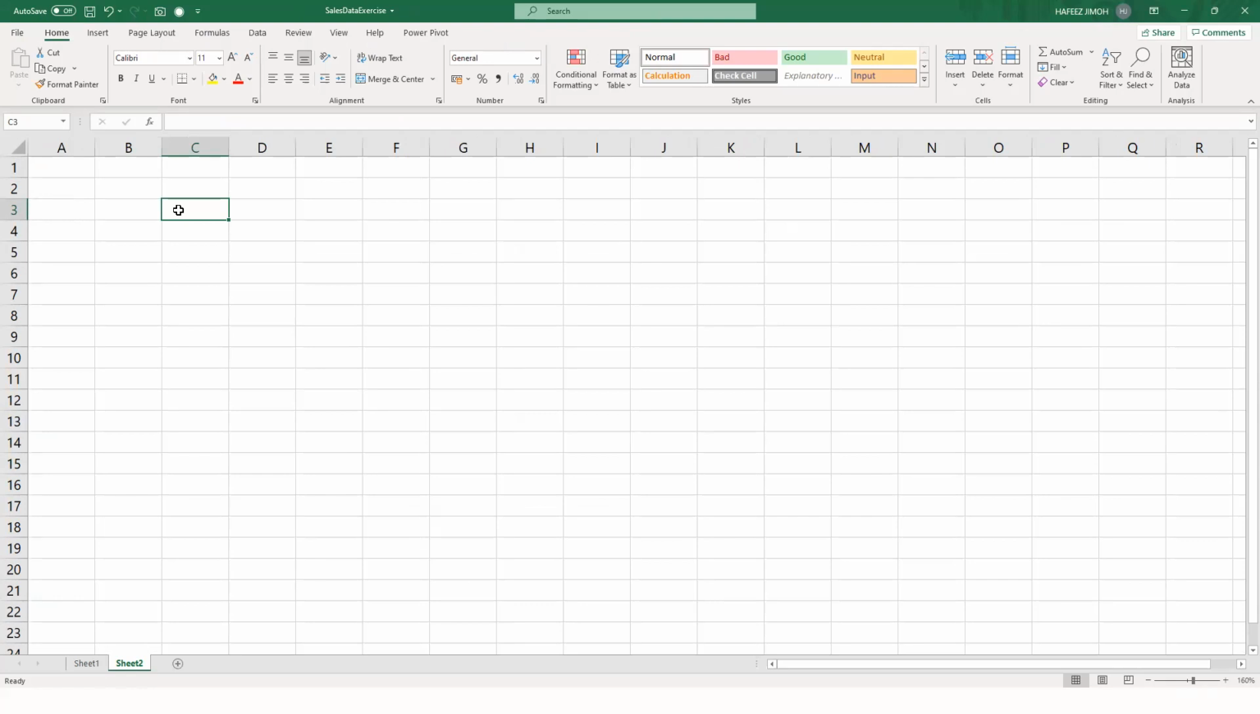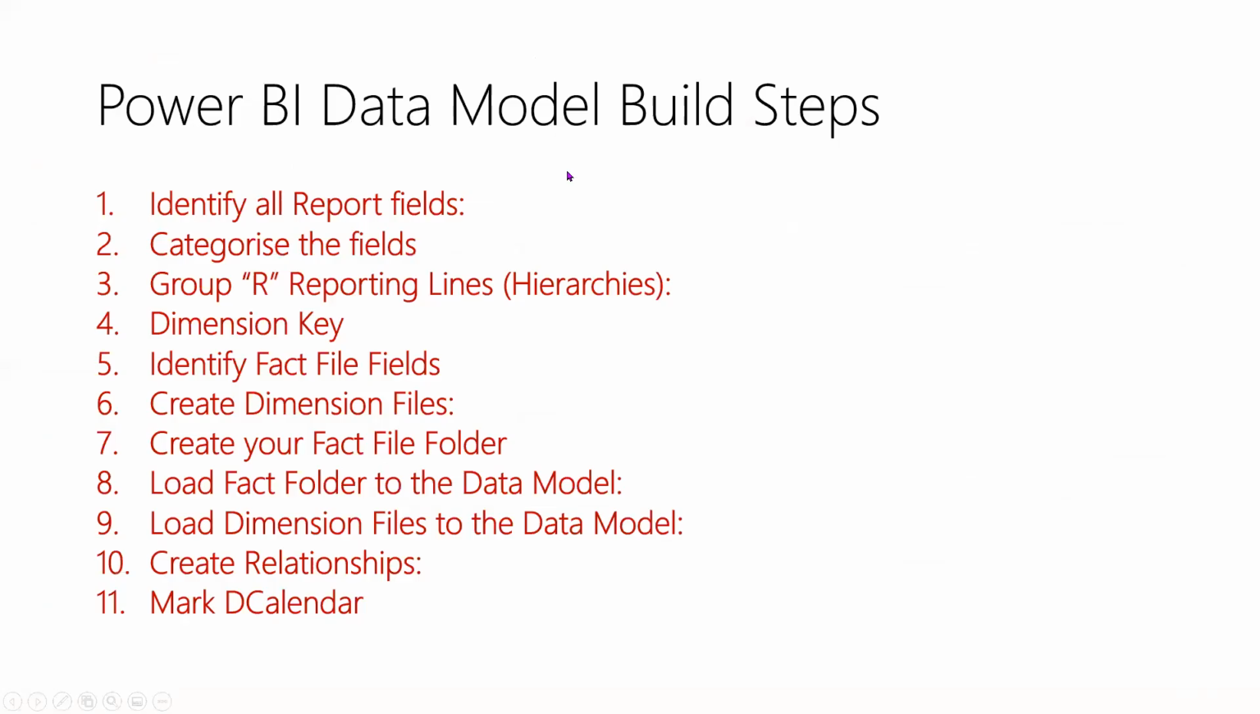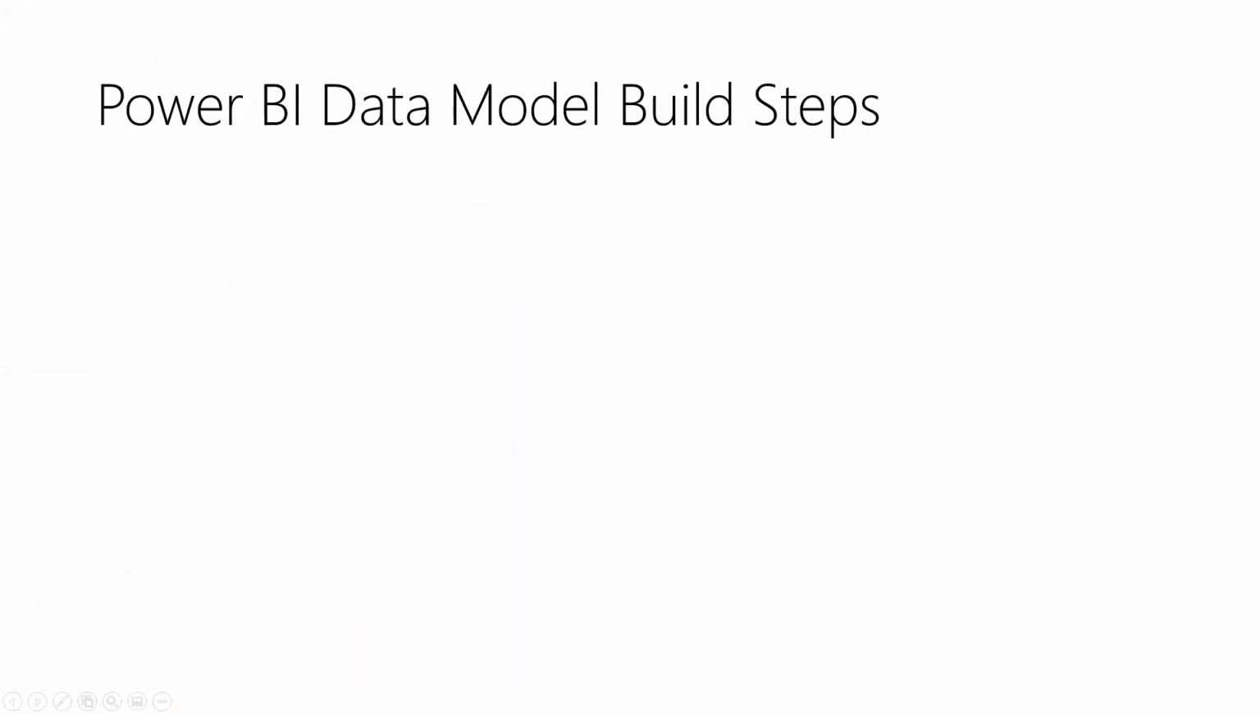So we want to build a data model. We will understand about it later. Let's just do this first. So when we want to build a data model, what do we do? Step 1, identify all report fields. So what does this mean?